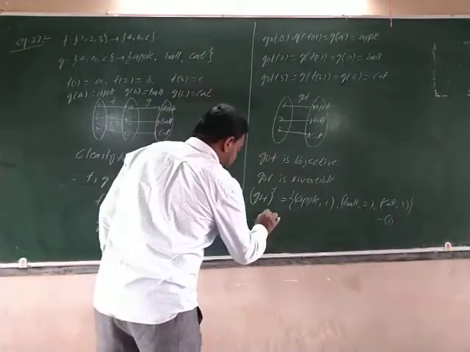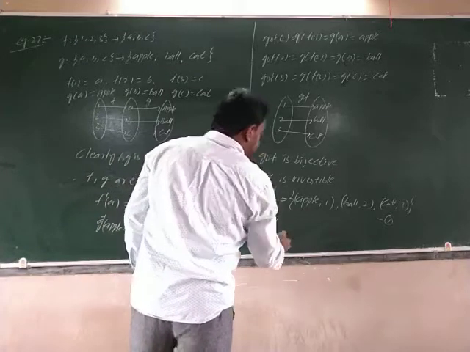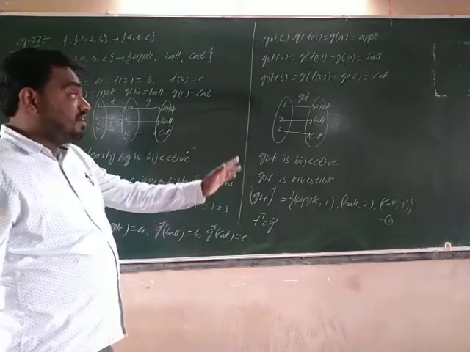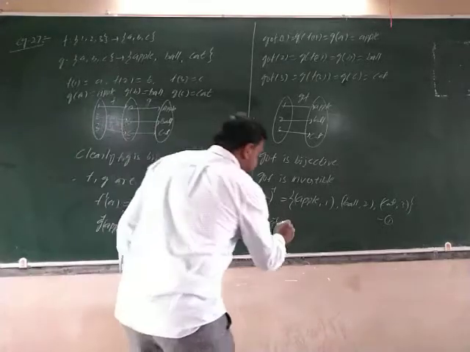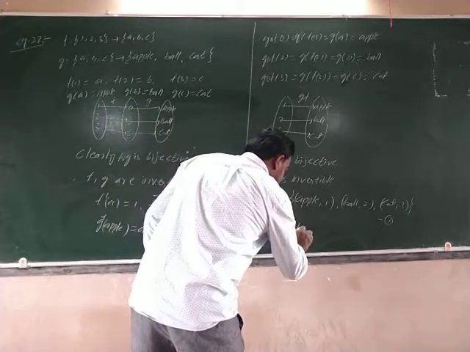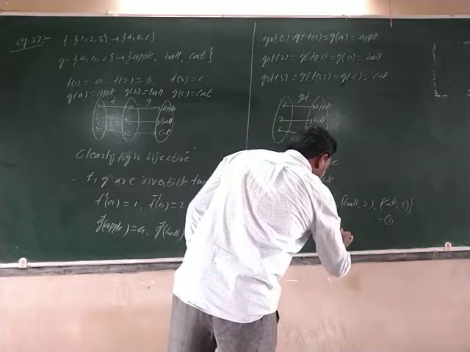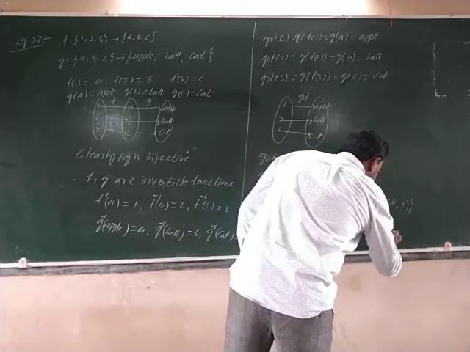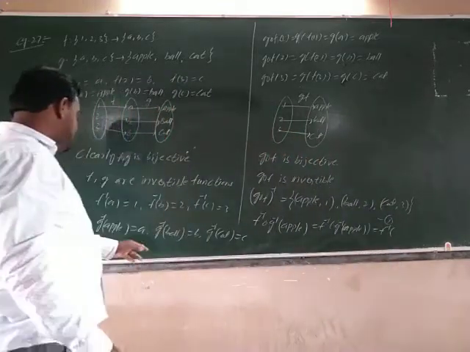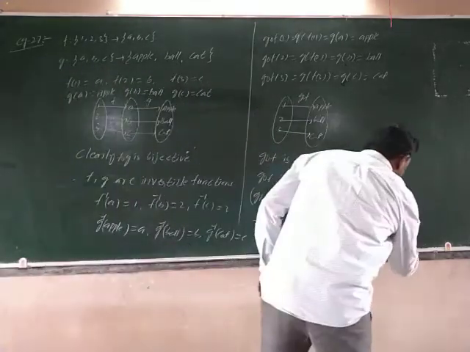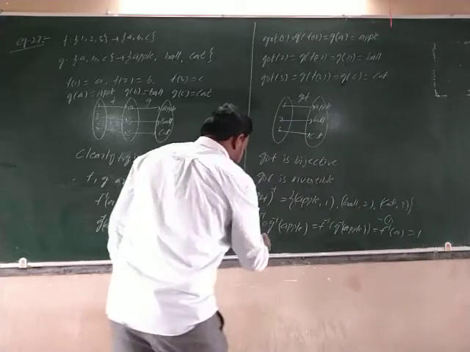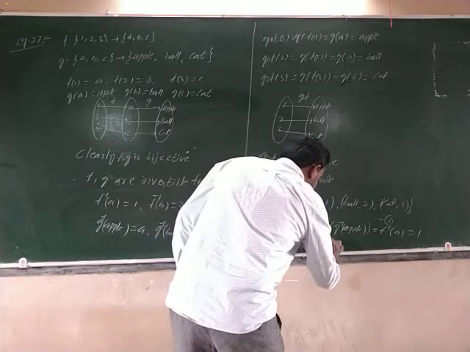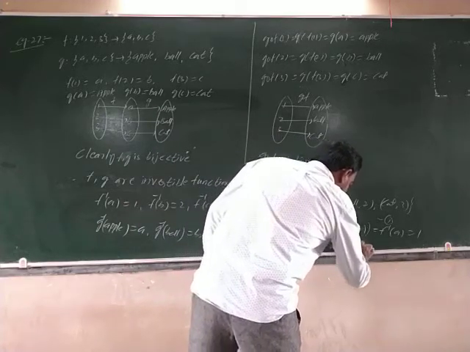Now you find f inverse circle g inverse, what are we getting? f inverse circle g inverse is a mapping from apple, ball, cat to 1, 2, 3. First you find for apple: this is f inverse of g inverse of apple. g inverse of apple is a. So f inverse of a is equal to 1. Similarly, f inverse of g inverse of ball.